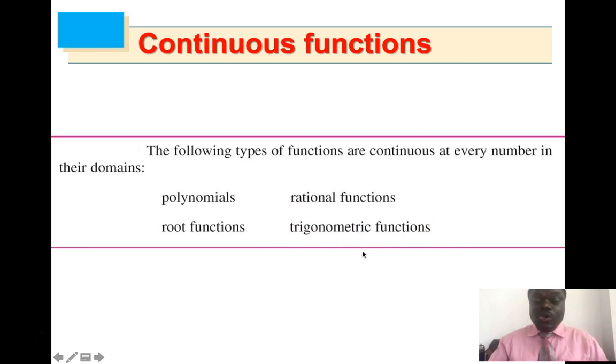For example, cos x is continuous from negative infinity to positive infinity. Sin x is also continuous from negative infinity to positive infinity. And tangent of x is continuous from negative pi over 2 to positive pi over 2, not included.